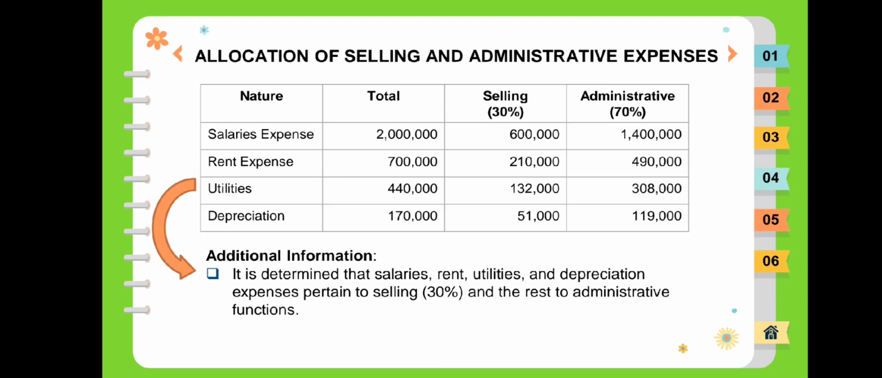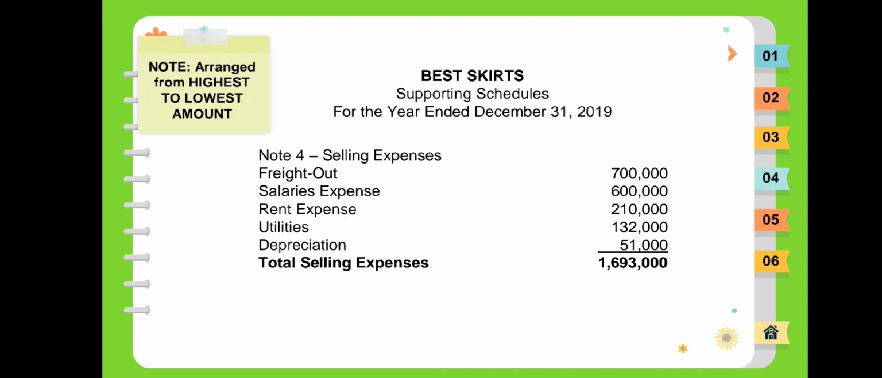For example, salaries expense na 2 million total. Yung selling niya is 600,000, which is 30% ng 2 million. Then the rest, yung matitira sa 2 million, which is 70%, is for administrative, which is 1,400,000. So, ganyan din yung ginawa niya for the other expenses or operating expenses. And this is note 4 for selling expenses. So, yan, yung nasa allocation.